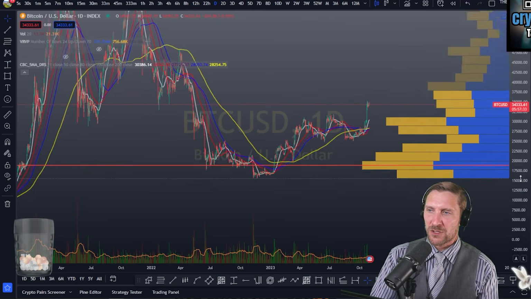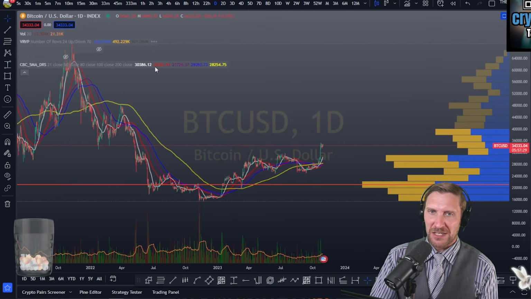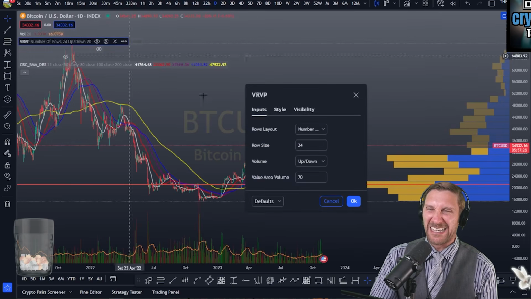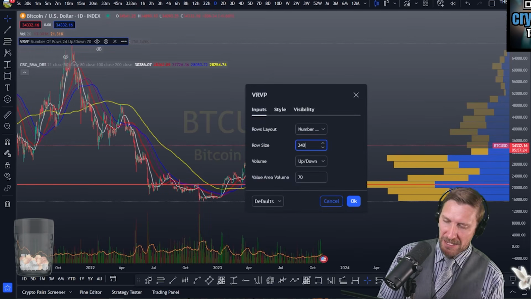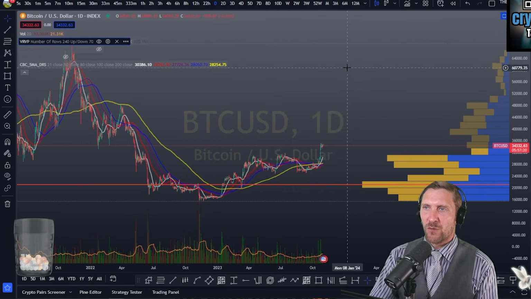So for instance, when Bitcoin was low down here, and one thing about the VRVP, when it comes in chunky like this, I don't like that. I want it more delineated. I want to see more lines. I hit a 0 here. All right, I changed the 24 to 0. Let me do that one more time really slow.